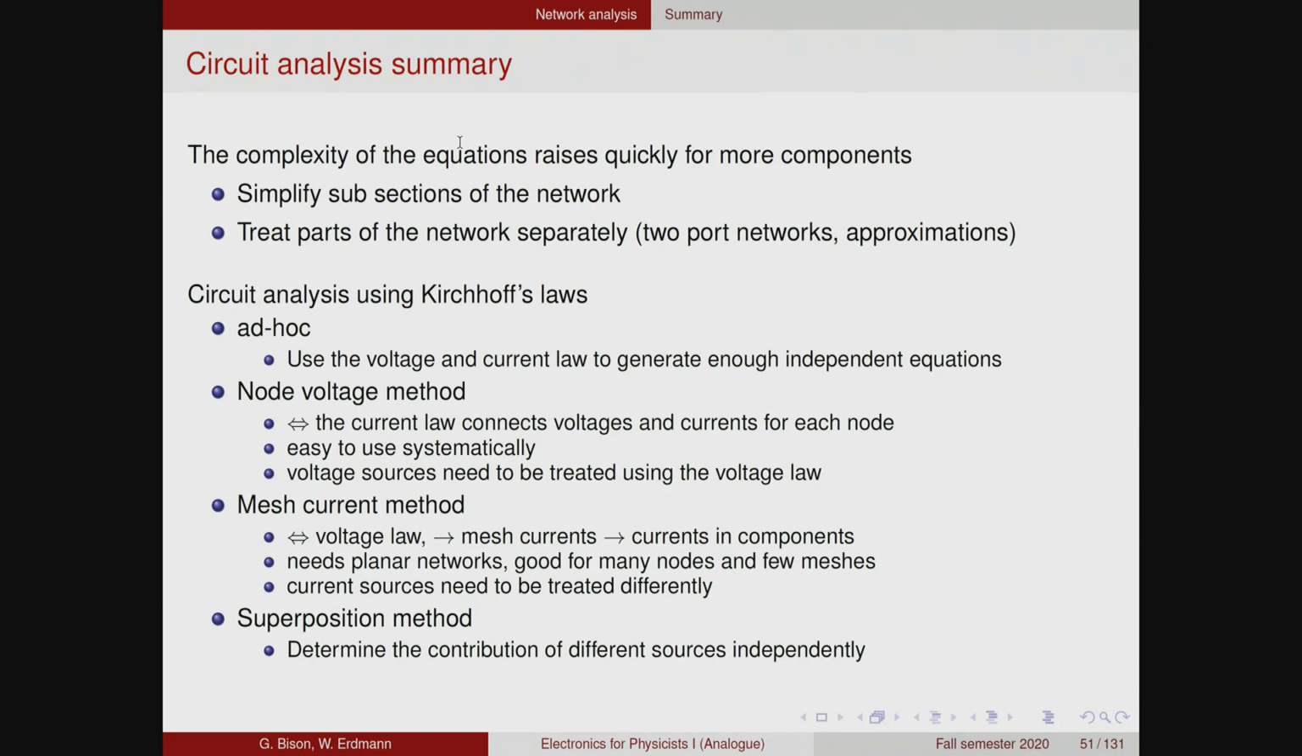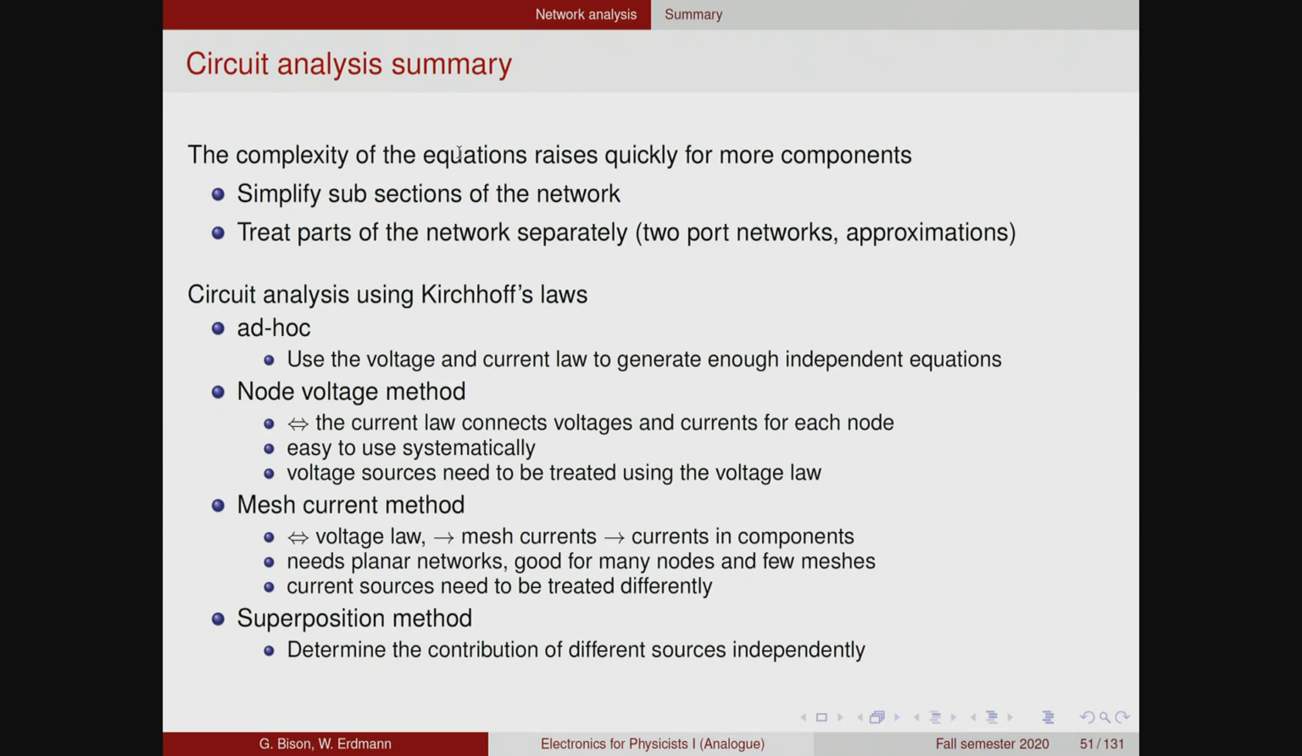There are other approximations which are typical. So to summarize circuit analysis with Kirchhoff's laws, there is the ad hoc method where you simply use the current and voltage law to gain enough equations and then solve the system. And that's mostly what we're going to do.